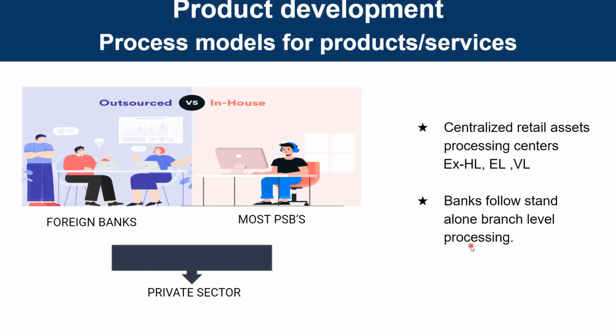There is one more, which is quite the opposite of centralized retail assets, where the whole processing of all loans is done only by the branches, in what are called standalone branches. So here we spoke about processing happening only in-house, only outsourced, or partially in-house and outsourced. And we have also learned about the centralized retail asset processing centers and the standalone processing centers at banks.